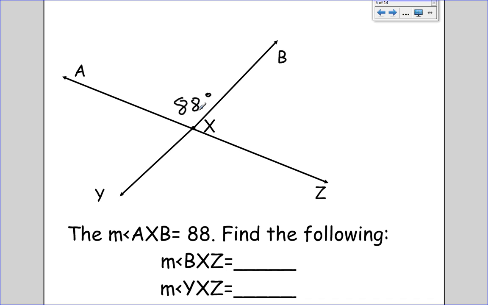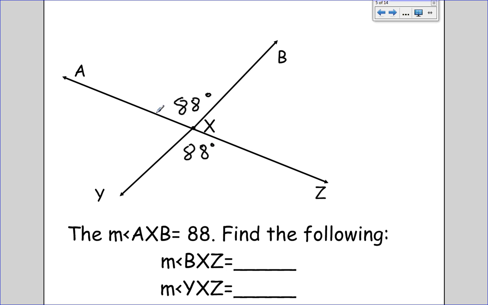We know from earlier that we learned that vertical angles are congruent. Vertical angles are formed when you have two lines that cross. The opposite side will be congruent to itself. So 88 here, the opposite side of 88 is angle YXZ, which will also be 88 degrees.